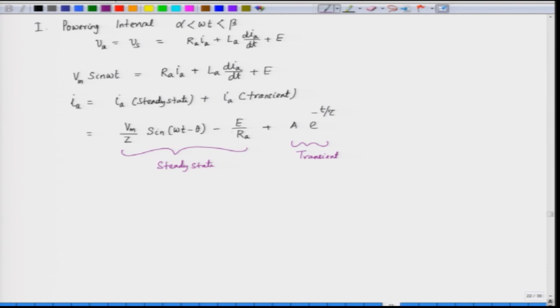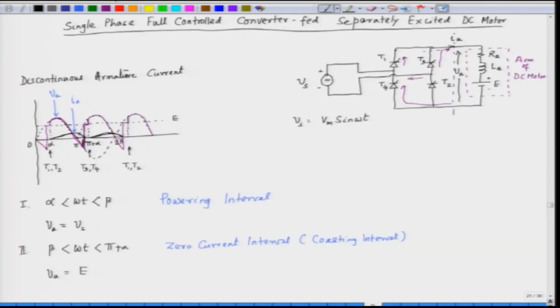Now, the steady state part has 2 voltages. One is Vm, the applied voltage, that is Vm sin omega t, and we have a theta here. Theta is called the power factor angle, which is equal to tan inverse of omega L by R, also called the impedance angle. And we have another voltage, that is E, the DC voltage. The DC voltage will only see the resistance in the steady state. So, we have this E here and E is opposing the flow of current. If you see, Vs is helping the flow of current and E is opposing the flow of current here.